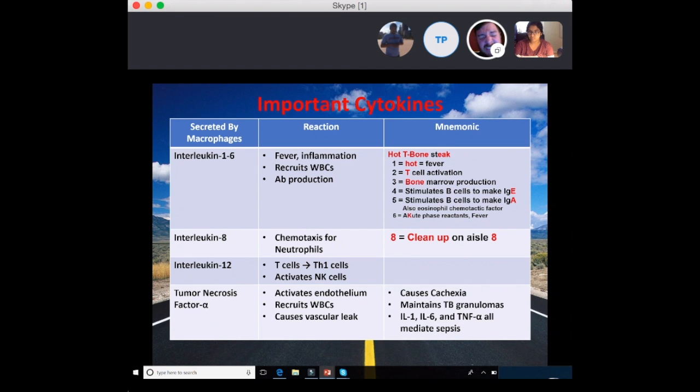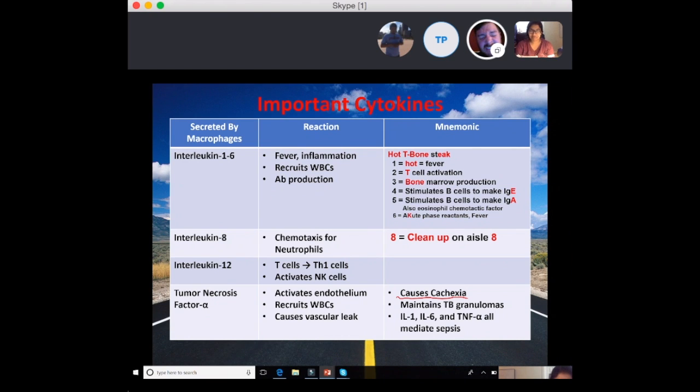And then we have TNF alpha, tumor necrosis factor alpha. So this guy activates endothelium, recruits white blood cells, and causes vascular leakage. One important thing to remember is that it can cause cachexia. What's cachexia? Somebody tell me. It's kind of like failure to thrive, but for adults.